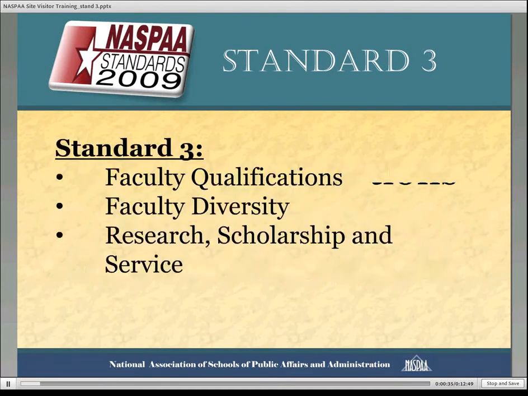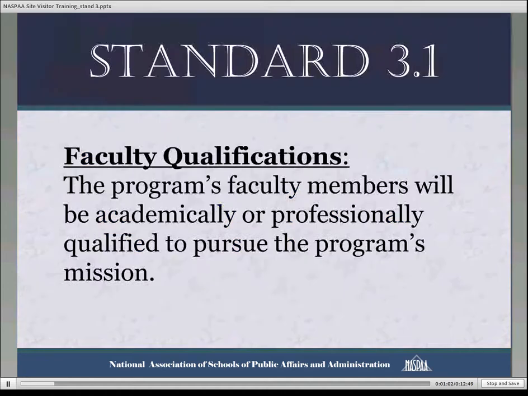in this regard. There's 3 dimensions to this standard. The first dimension has to do with whether or not there's a qualified faculty in the program. Second dimension has to do with whether or not the program has faculty diversity. And the third has to do with the performance of the faculty with regard to the areas of research, scholarship, and service. So those are the 3 dimensions we're going to be talking about with regard to this standard. And we'll turn to the first one.